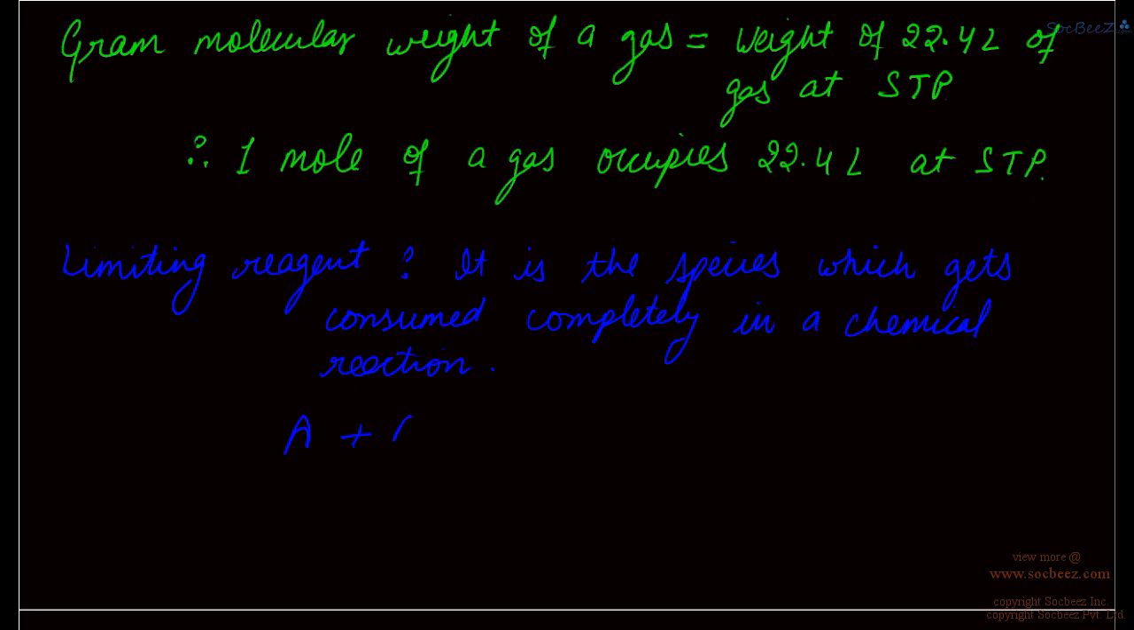Suppose there is a reaction A plus B giving us C. So initially if we take 1 mole of A, 0.5 mole of B, and initially there is no C, after the reaction there will be 0.5 mole of A still left in the vessel, whereas B will be completely consumed and C will be 0.5 mole in the vessel. So we are still left with the reagent A, but the reagent B has been completely consumed. Hence, this is the limiting reagent in this reaction.